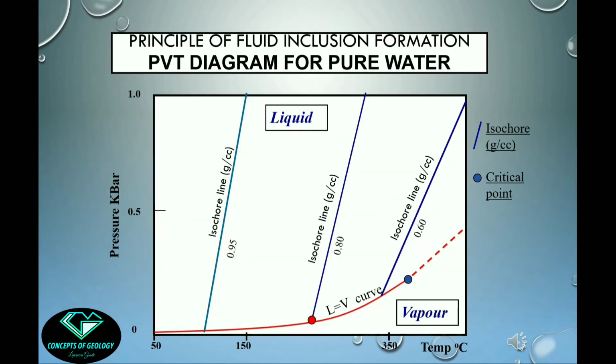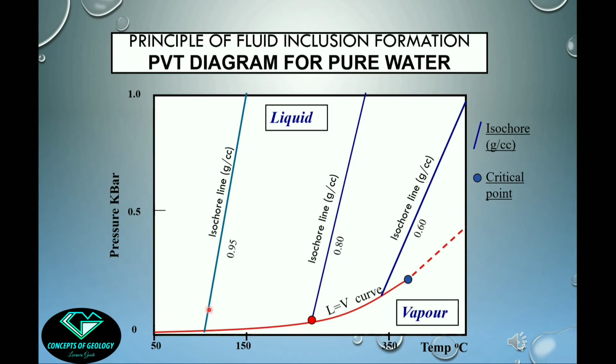Now we will take a closer look into the formation of the inclusions. See, this is called a PVT diagram. On this axis the pressure values are written, while this axis represents the temperature values.